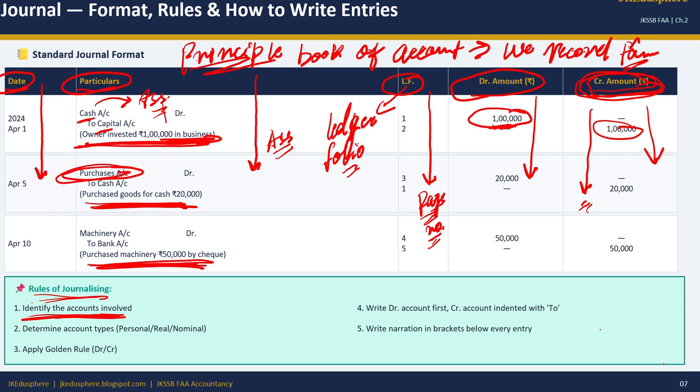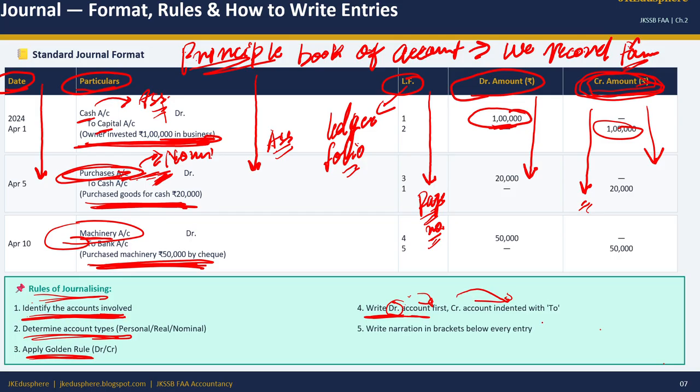So next is purchase account. What is purchase account? It's a nominal account. Why? Because it is shown as expense and losses, and expenses and losses are shown in nominal account. This is machinery account, a real account. So we need to identify the account type, then apply the golden rules, then write debit first, then credit. Then we need to write the narration in brackets.